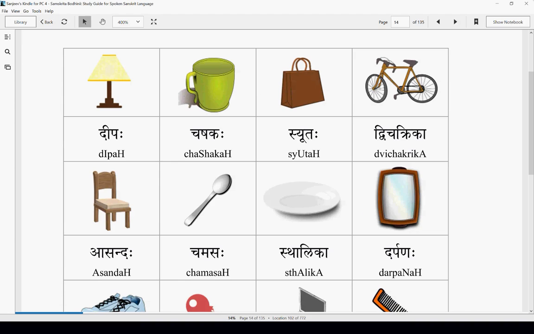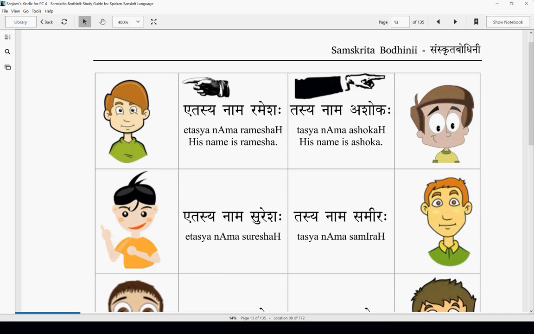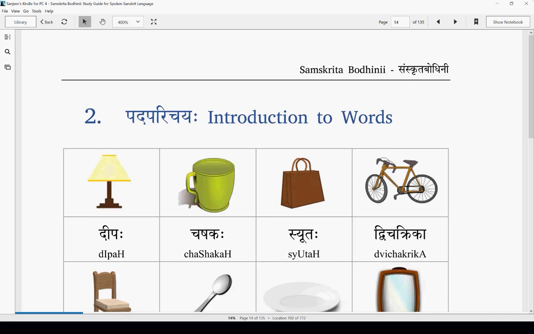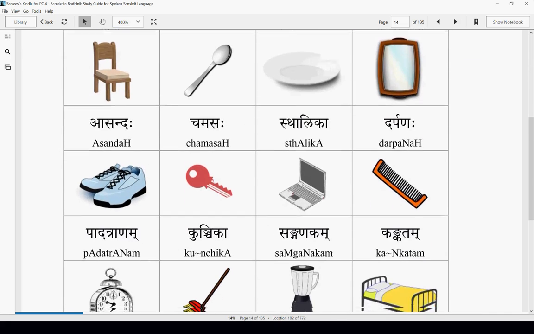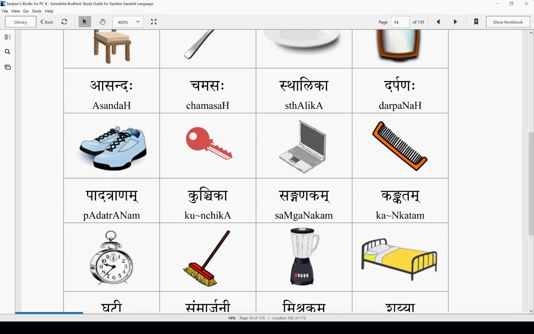Yeah, go on. I'll carry on, ji. Yeah, please. Asandaha, Chamasaha, Saliha, Darpanaha. That's all, ji. The next line is not visible. A little upari.